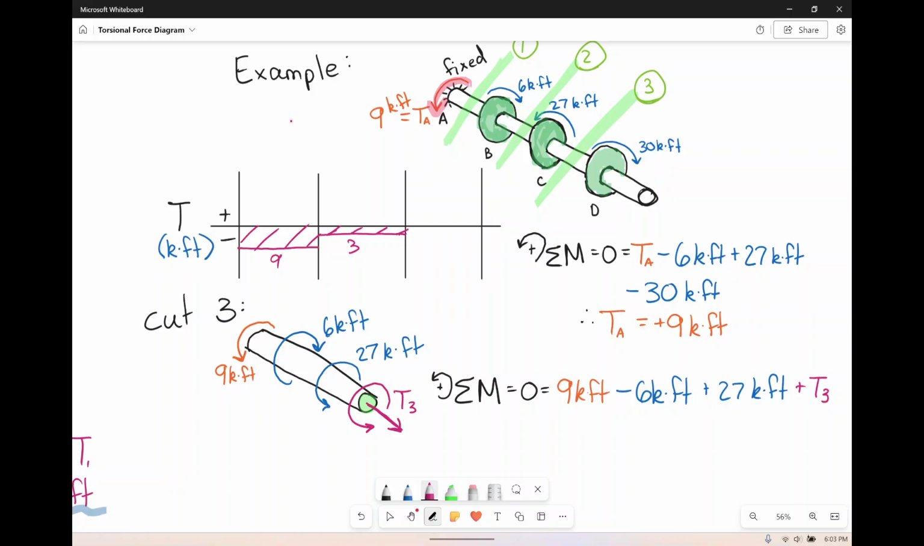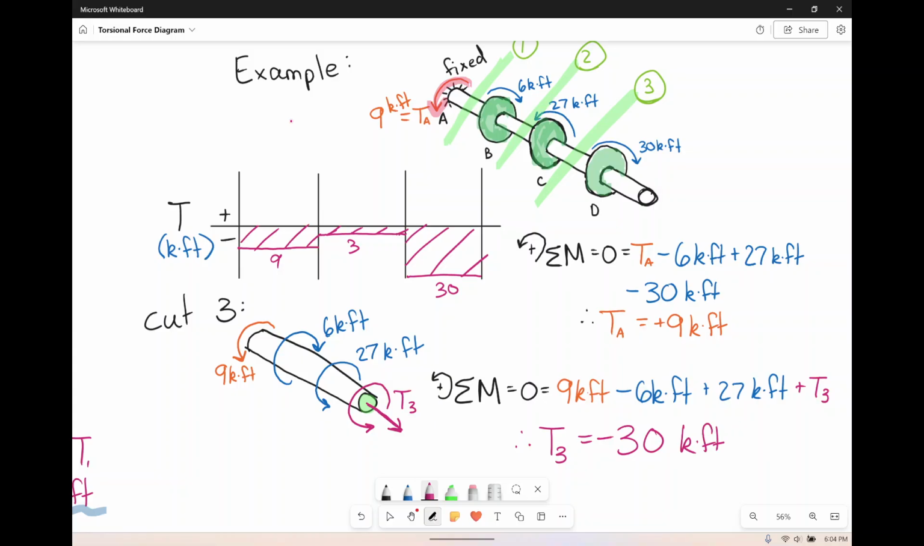What did you find? You found that T3 is definitely not going that way. T3 is actually negative 30 kip feet. Cool, so negative 30, not to scale. But there you go, negative 30 on our little graph here. All on the negative side. Coincidence? Well, that just is because that's how I drew the problem.